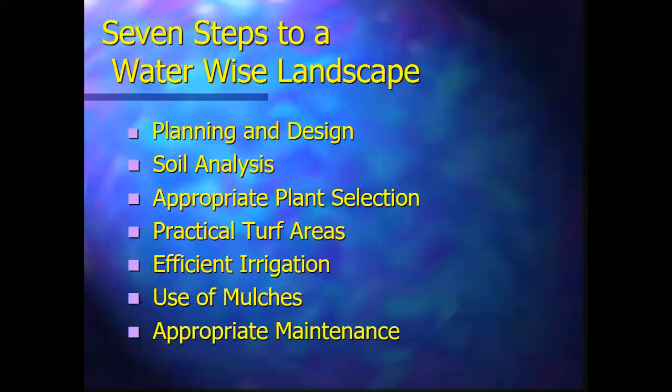So we're going to talk about 7 steps to a water-wise landscape. There's a term for this, xeriscaping, minimal use of water. And it consists of these 7 components: planning and design, soil analysis, appropriate plant selection, practical turf areas, and efficient use of mulch, appropriate use of mulches.